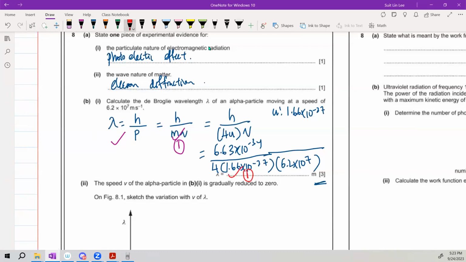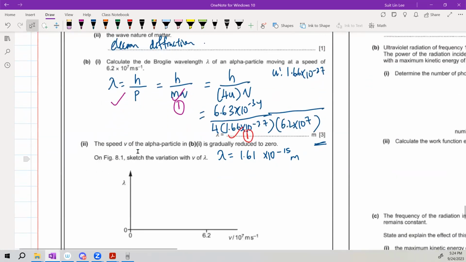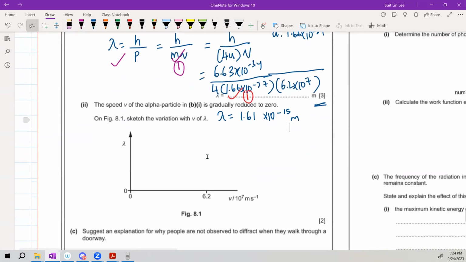So this wavelength is going to be really short because alpha is a lot bigger than the electron. Okay, this is so short, man. Okay, anyway, the speed of the alpha particle is gradually reduced to 0. Okay, sketch the variation of v to lambda.